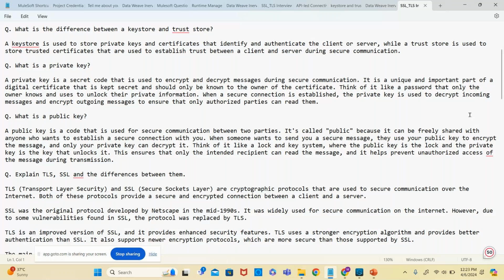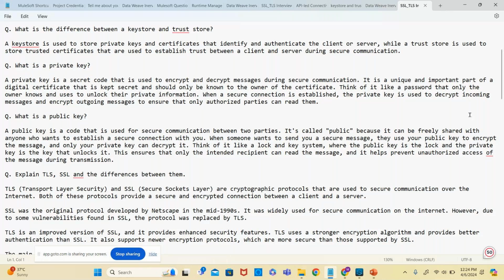It's called public because it can be freely shared with anyone who wants to establish a secure connection with the server. When someone wants to send you a secure message, they use your public key to encrypt the message, and only your private key can decrypt it.